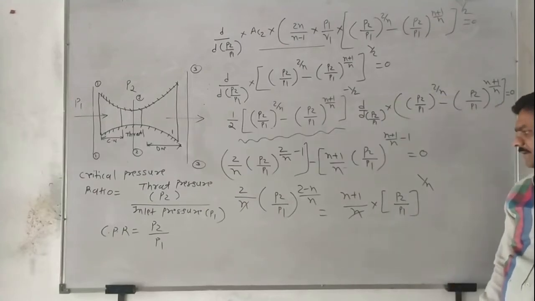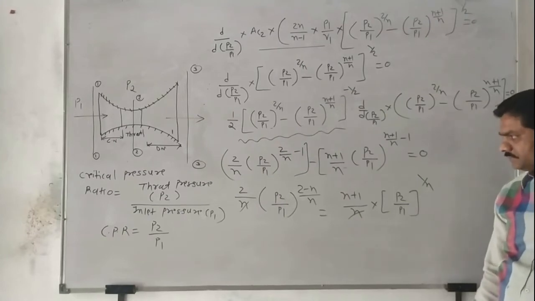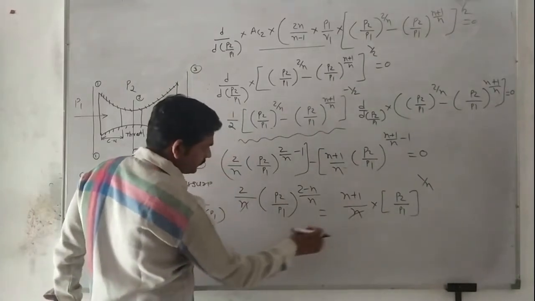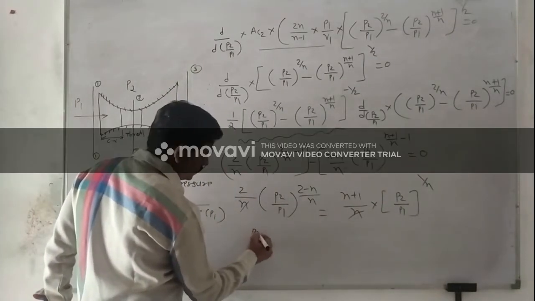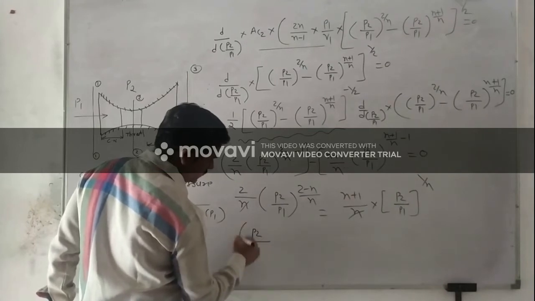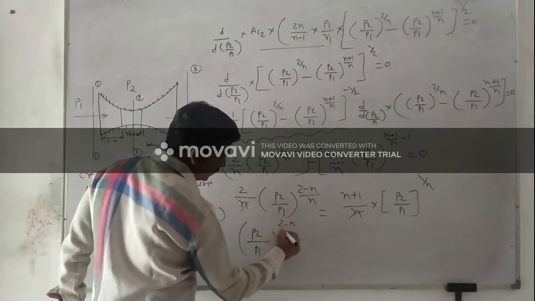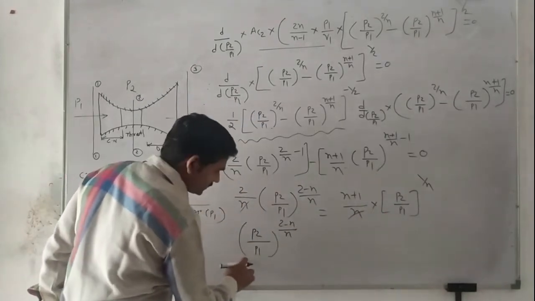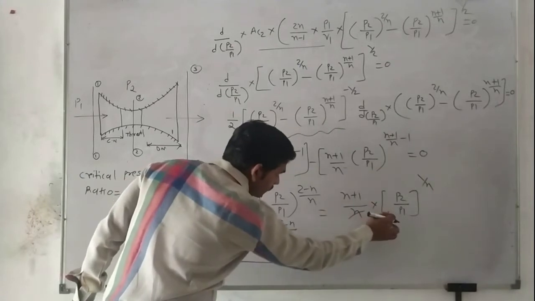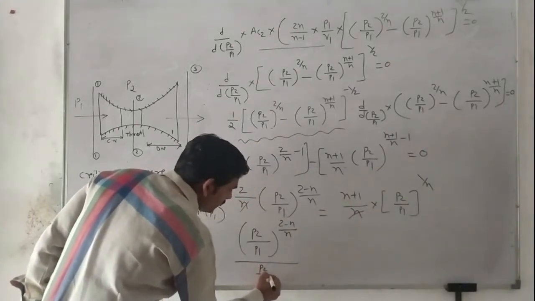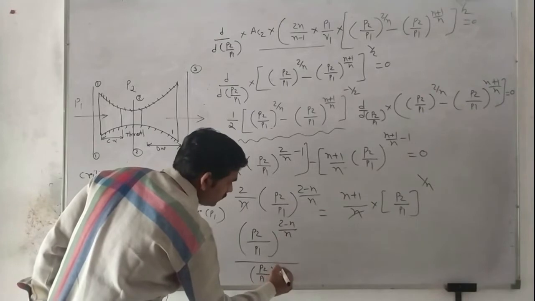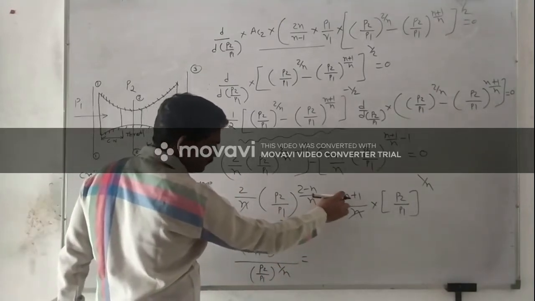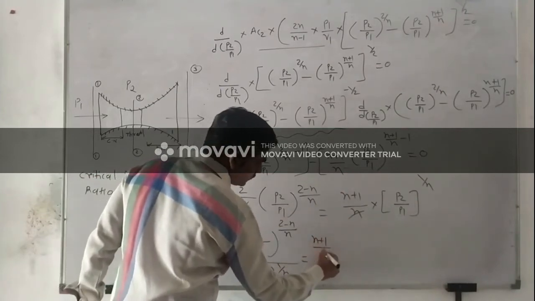What is remaining finally? Yes, correct. So what is remaining here? See, very easy. So what is? (P2 upon P1) to the power 2 upon n into n. You see here, I divided this term with this. So after dividing, what is here? (P2 upon P1) to the power 1 upon n. Here, what is remaining? This term divided with this, n plus 1 upon 2.